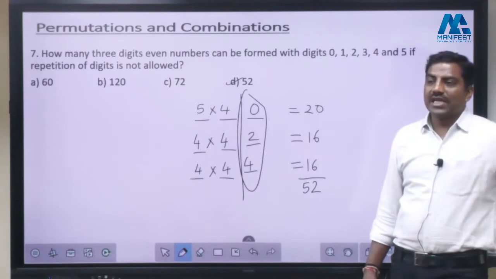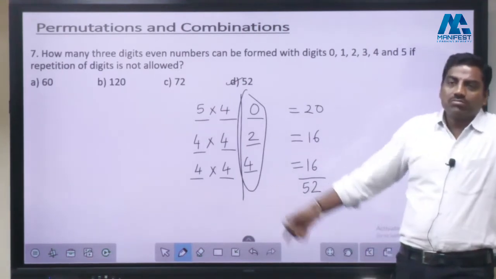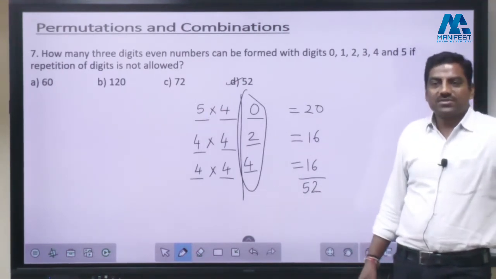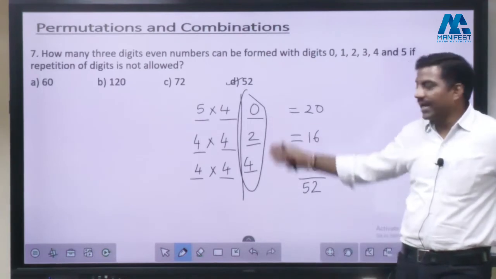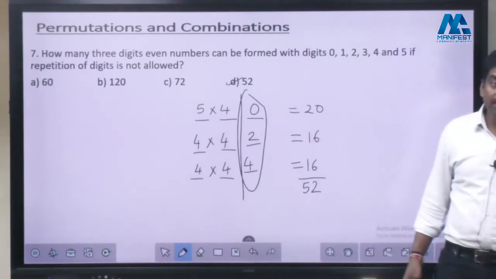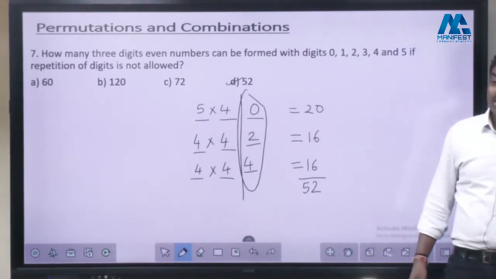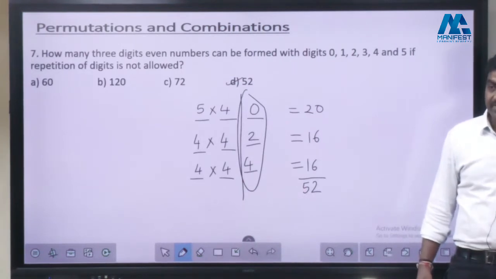So when repetition is allowed, you have full options. You don't have to go by category. But when repetition is not allowed, you have to think of each and every digit.